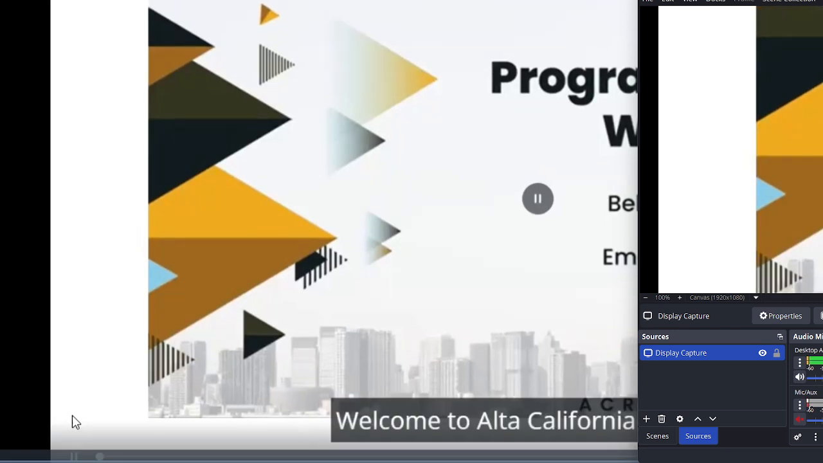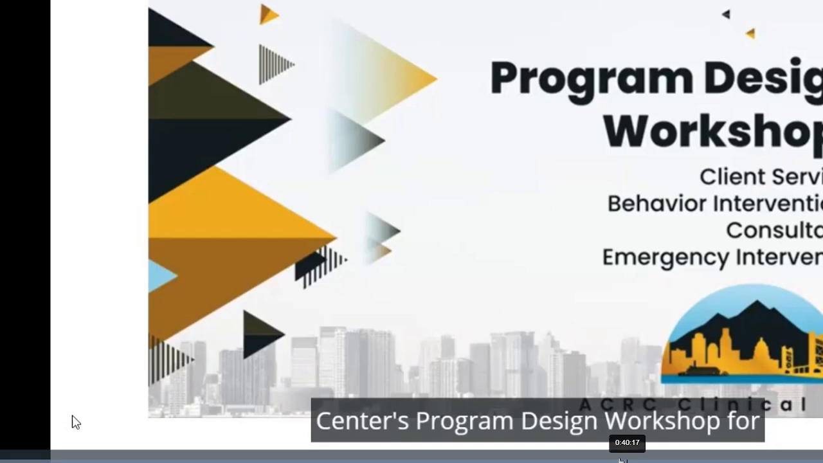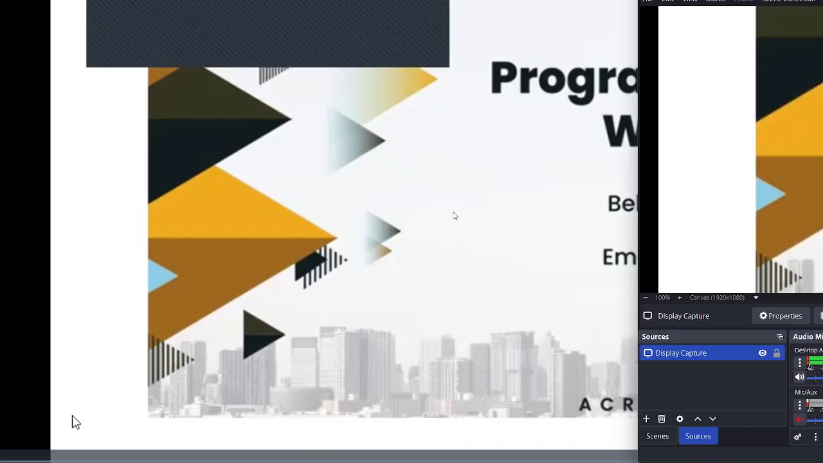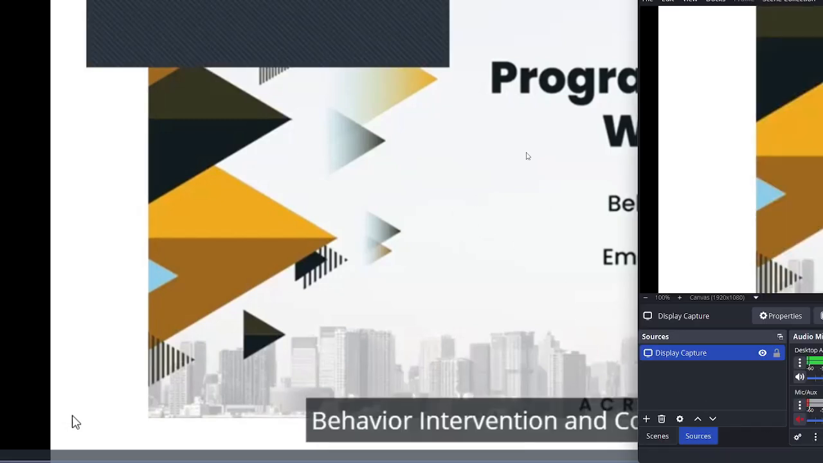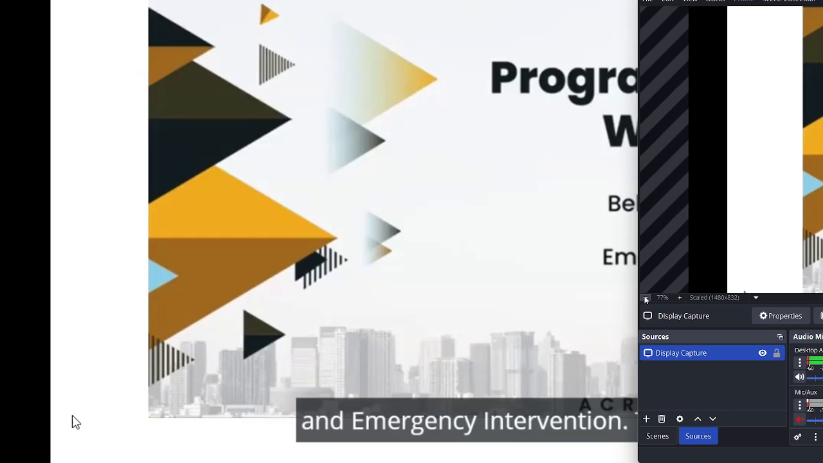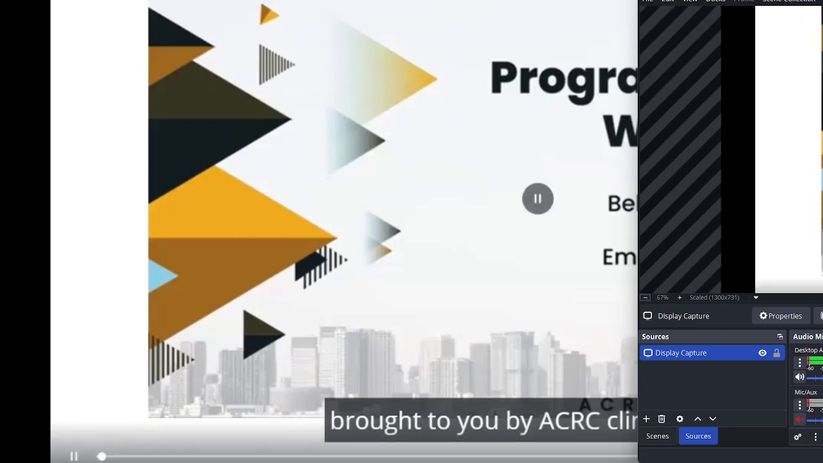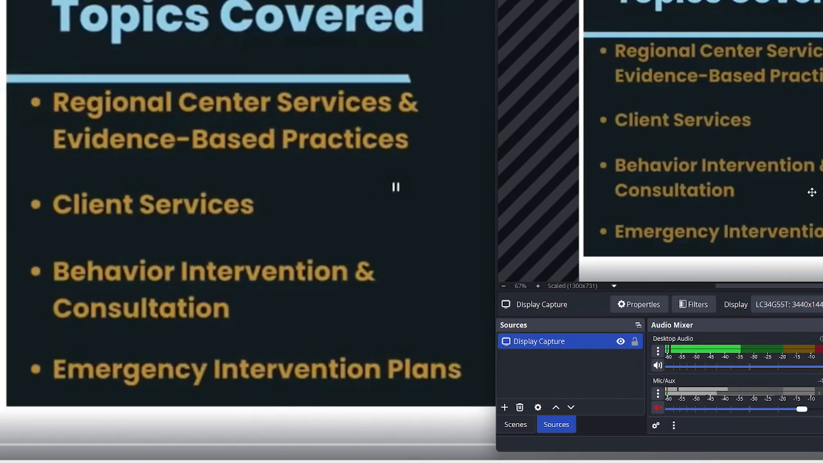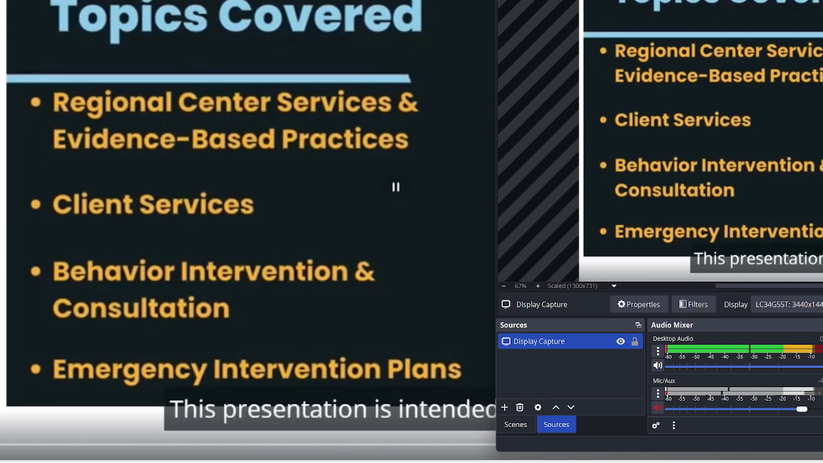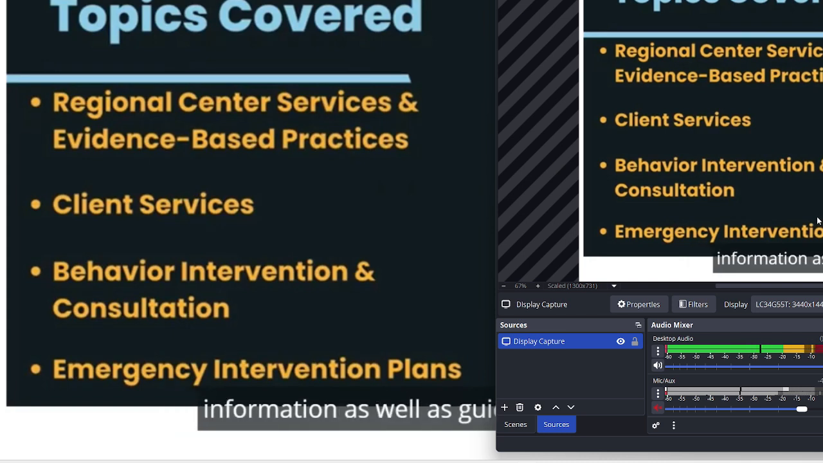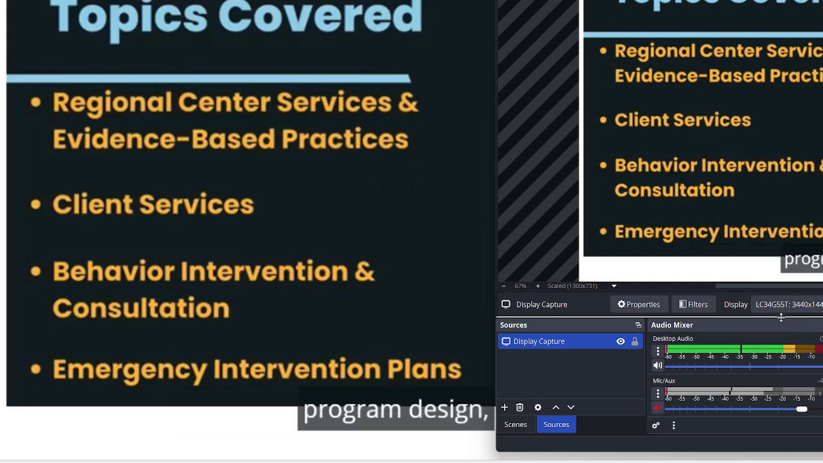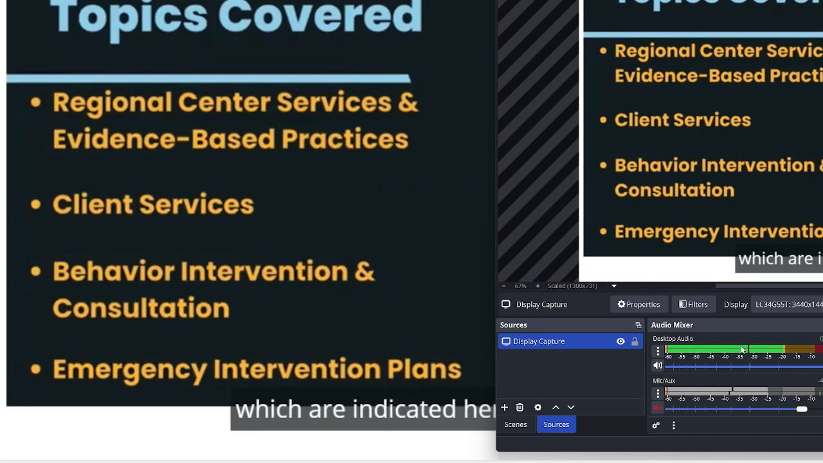Welcome to Alta California Regional Center's Program Design Workshop for Client Services, Behavior Intervention and Consultation, and Emergency Intervention. This is being brought to you by ACRC clinical staff. This presentation is intended to provide information as well as guidance in developing specific components of your program design, which are indicated here.